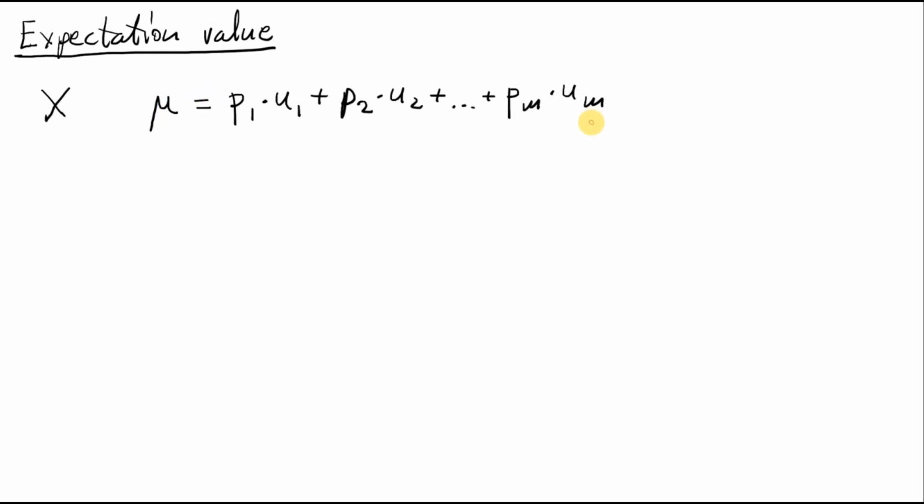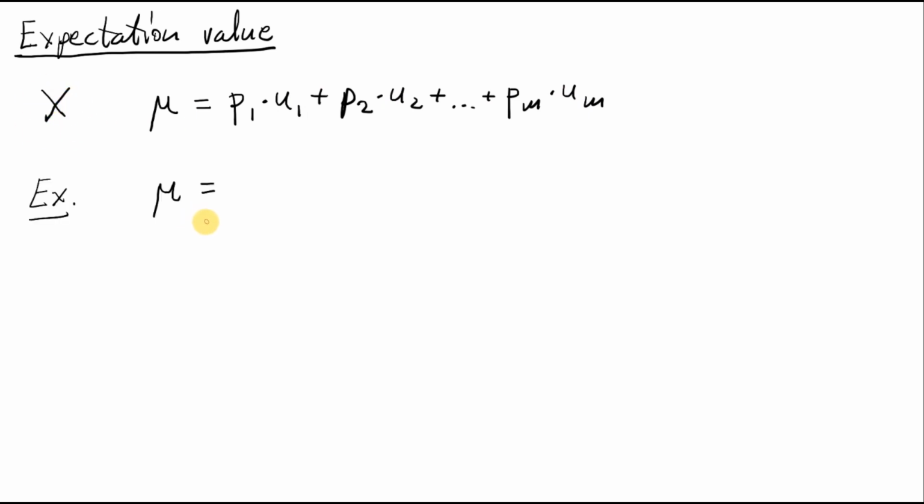An expectation value is a concept having to do with a random variable. So let's say you have a random variable x, then the expectation value of that random variable is denoted by mu. And per definition this is given by this expression here. Here p1, p2, pm are the probabilities for the different outcomes to happen. So outcomes u1, u2, um. So those are the outcomes of this random variable.